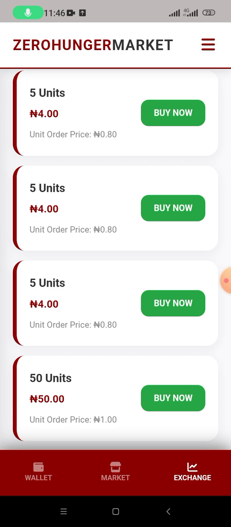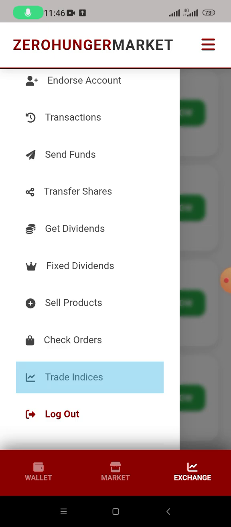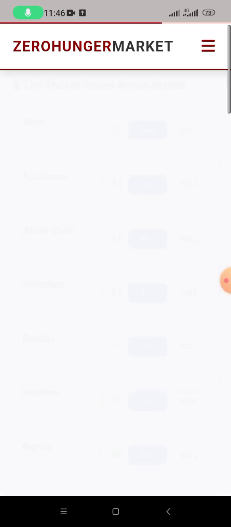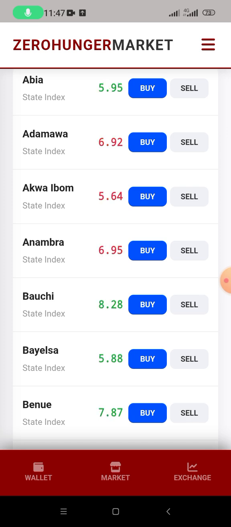And also, there's what you call market indices. You can trade indices. But before you go here, note there might be losses. There are chances of losses. So if you are not comfortable with losing money, don't come here. But if you want to take the risk of getting more money, you can come here. So let me show you.